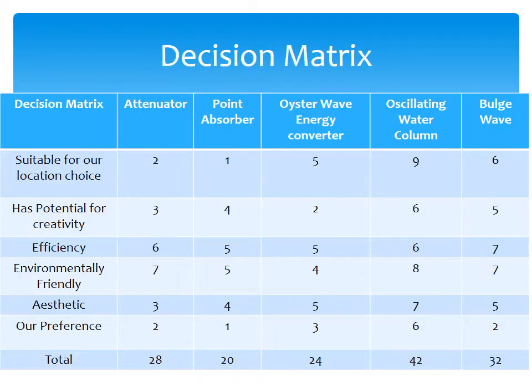A decision matrix was used to help decide which wave energy device would be best suited. Location, potential for creativity, environment, aesthetics, and ultimately our preference were the factors taken into account. After totaling it up, the decision was to take on the energy device with the highest marks. This was the oscillating water column.